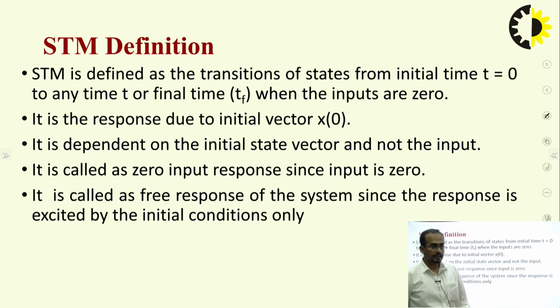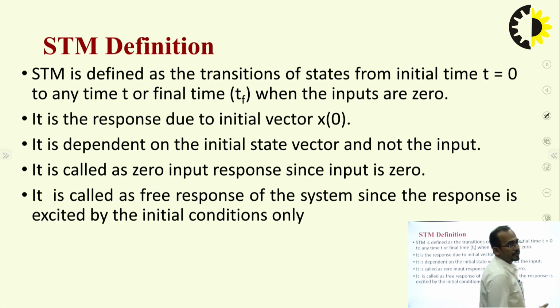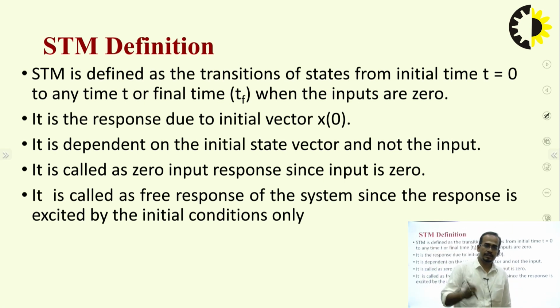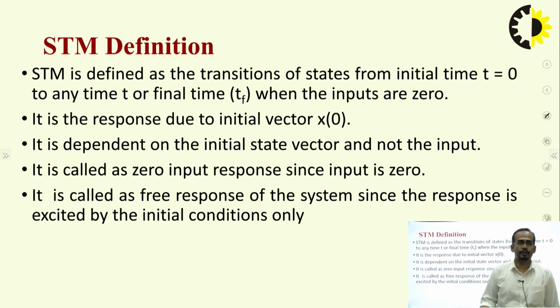Now, what is a state transition matrix? A state transition matrix is defined as the transition of states from initial time t is equal to 0 to any time t or final time tf when the inputs are 0. So, it is the response due to the initial vector x0 and it is dependent on the initial state vector and not the input vectors. It is called the zero input response since input is 0.